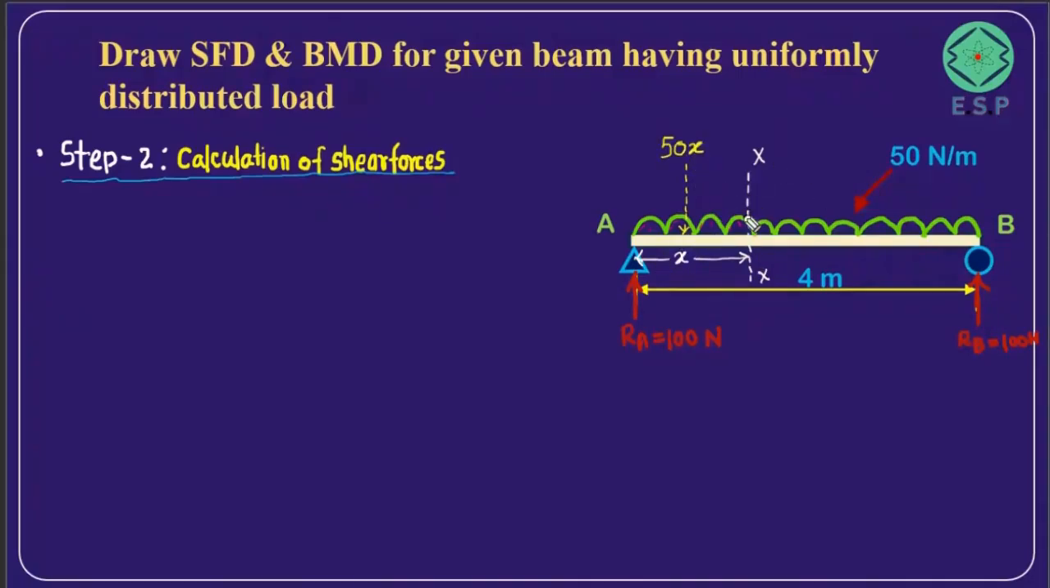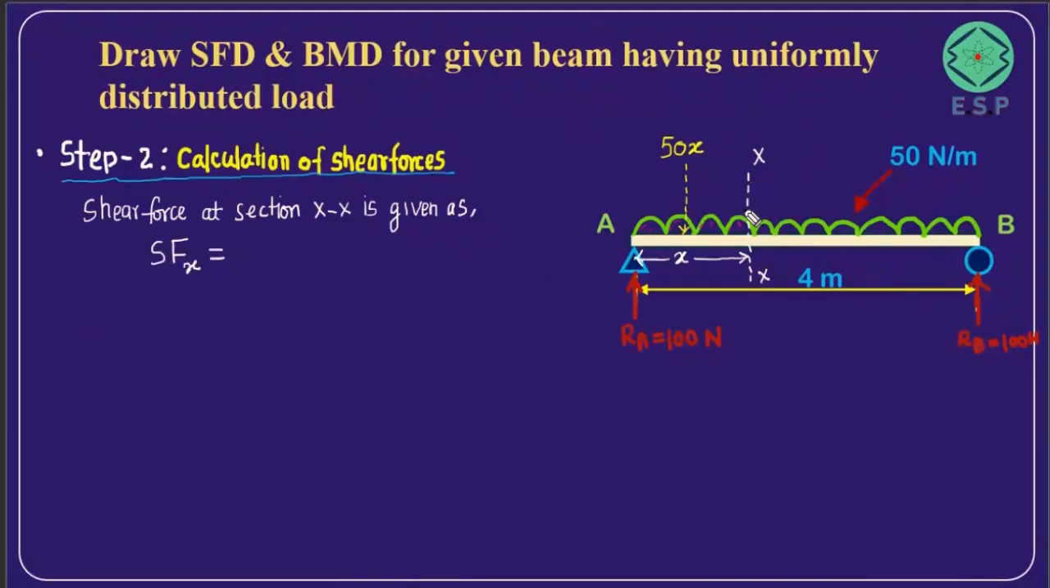Now as we move this particular plane towards the right, accordingly X is going to change, and accordingly the shear force at that particular section is going to change. So let us say the shear force at section XX, I'm going to write as SF, I'm going to call it SFX.